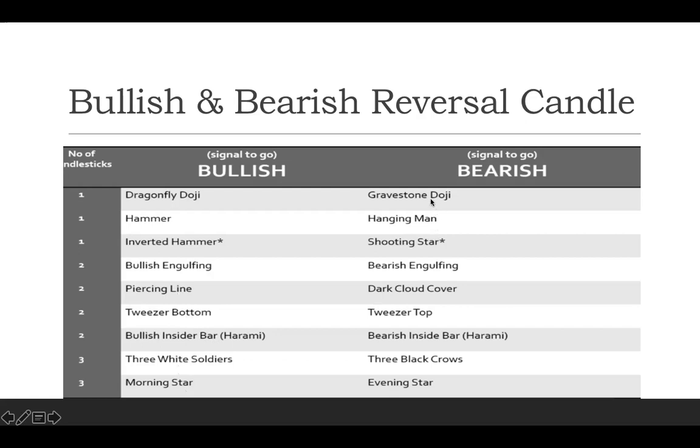Then we have the gravestone doji, which is the opposite of the dragonfly. We have the hanging man, the shooting star, and the bearish engulfing, just as we have the bullish engulfing, but the bearish engulfing is for the bearish movement. We have the dark cloud cover, and just as we had tweezer bottom, we have tweezer top. We have the bearish inside bar, the three black crows, and the evening star. That's a lot to remember. But as we keep going over and over and get into the trading deeper, as soon as you see these candlestick patterns, you should be able to spot them and know exactly what they are and what they signal.